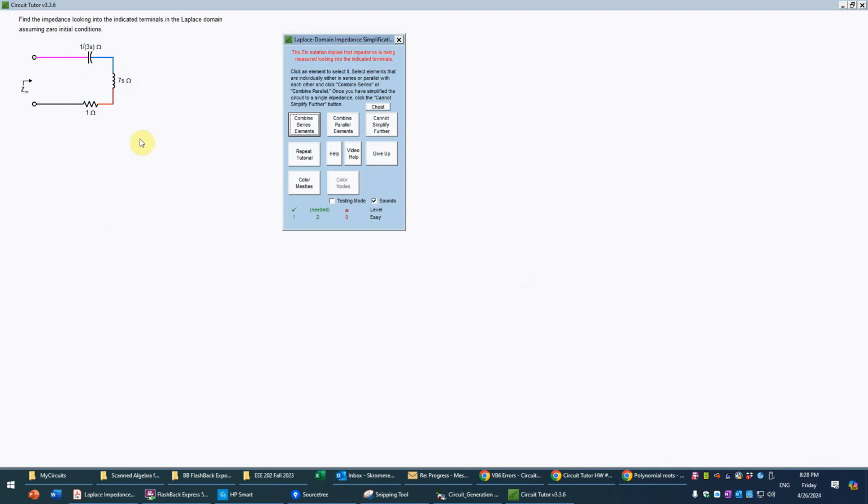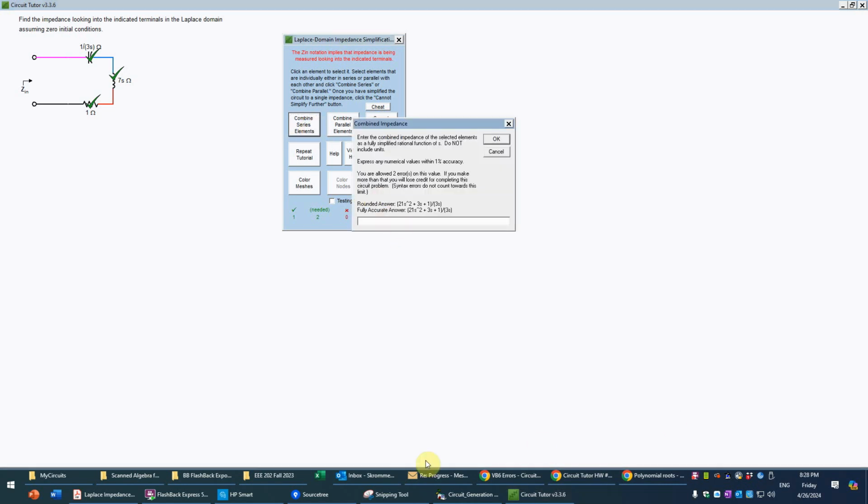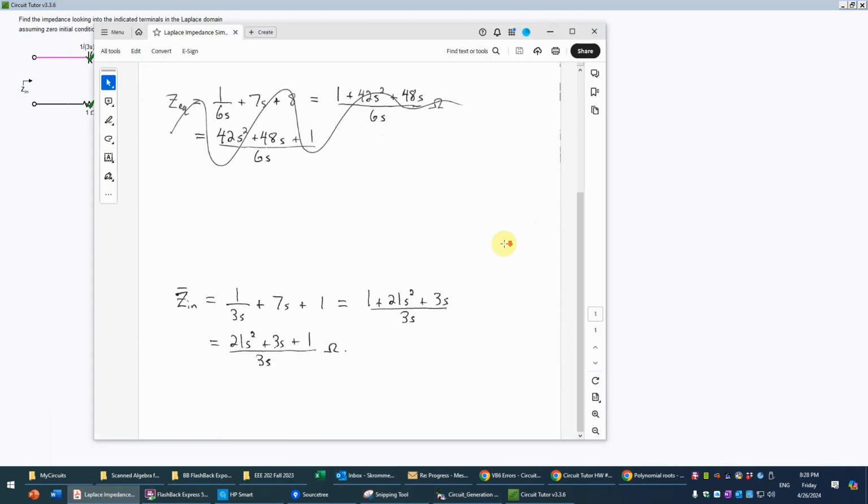And now it's redrawn it, just using the impedances. And here we see all 3 things are in series because they're in the same pair of meshes, this mesh on the inside and the mesh on the outside. So we can just combine those all together. You could, again, do it 2 at a time, but there's probably no point. So we'll just do all 3. And then once again, it will ask us for the algebraic answer.